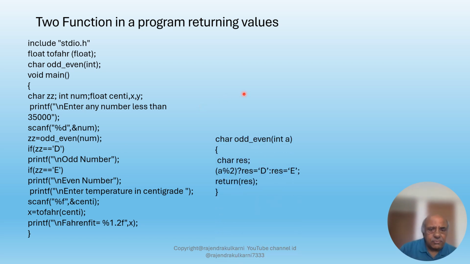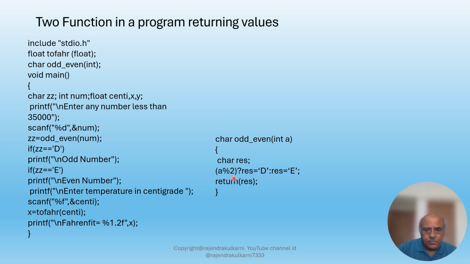How have we defined the function? Char odd_even int a. So whatever is the value of num will be assigned to an int variable a belonging to odd_even function. Then we have declared a char type of variable, res, it's a short form of result, and there is an if else statement.